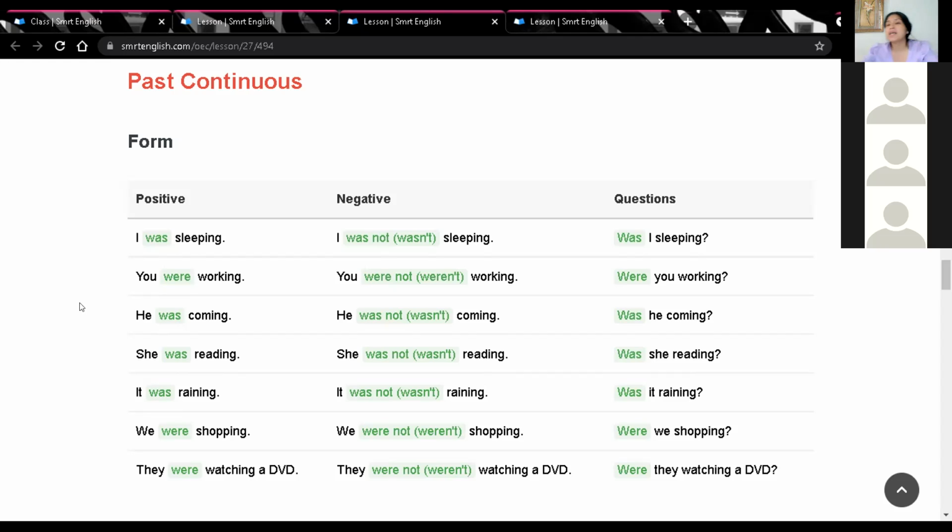And in the interrogative form, I need to start with the verb to be, in this case, was or were, plus the ing ending of the verb. Was I sleeping? Were you working? Was he coming? Was she reading? Was it raining? Were we shopping? Were they watching a DVD?